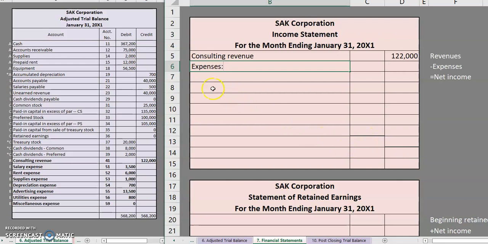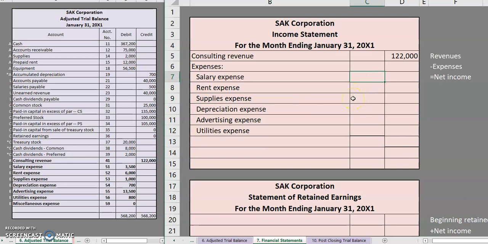Since we have more than one expense, we are going to start by making a list, and that way we know that everything below that is a list here. So we have a few expenses. I'm going to type those out now. We have salary expense, rent expense, we have supplies expense, we have depreciation expense, advertising expense, utilities expense, and we do have one more, but since it has a balance of zero, I'm actually going to leave it off of the income statement. Some textbooks would like you to put those zero balances, so please just refer to your textbook to see if they want you to put a zero in there.